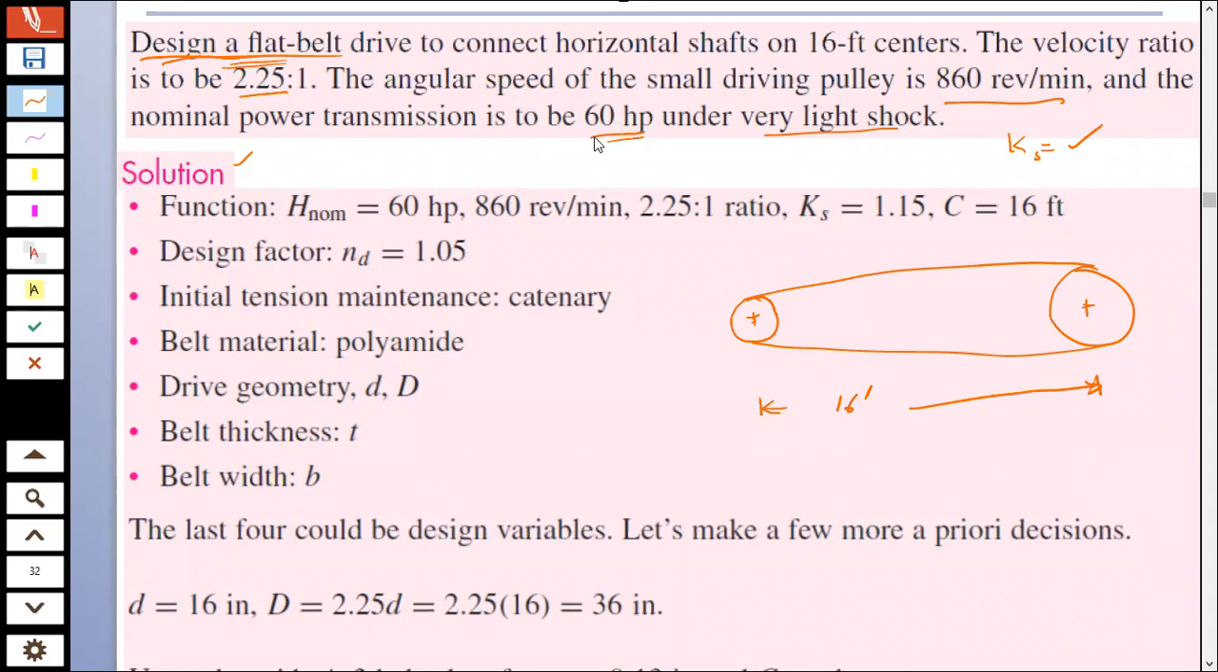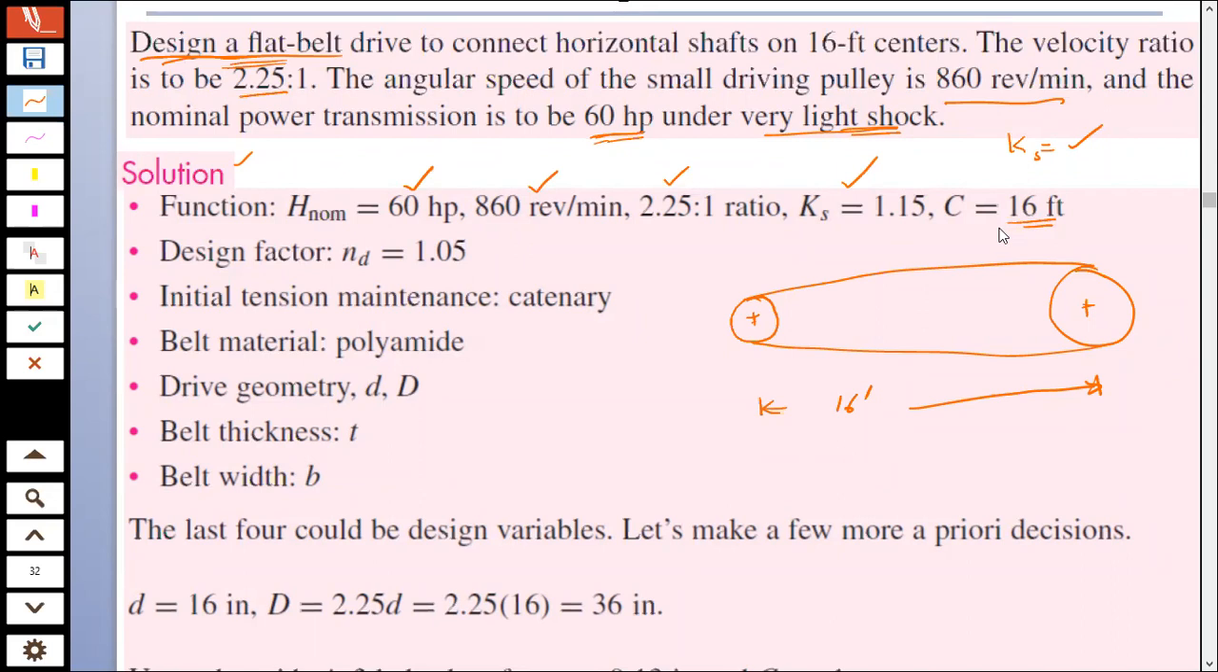the things that are given to you: H nominal is given, which is 60. The revolutions of the driving pulley are given to you, which is 860, and the speed ratio is given to you. It says very light shocks. For light shocks, the service factor is 1.15, and the center to center distance is given to you, which is 16 feet.